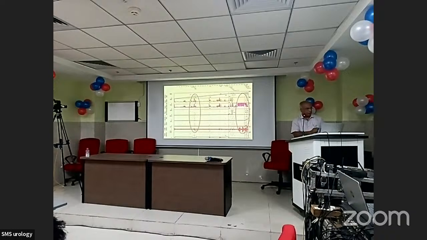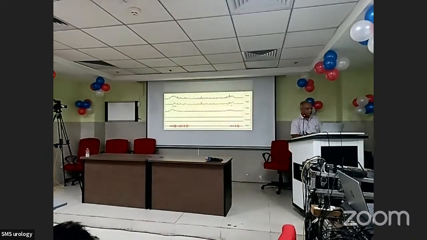In this graph, the tracing goes up in the abdominal and vesical traces, and the EMG activity increases. Again, this is suppressing detrusor contraction with the pelvic floor contraction.